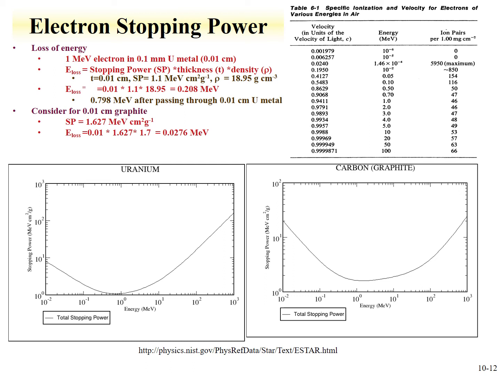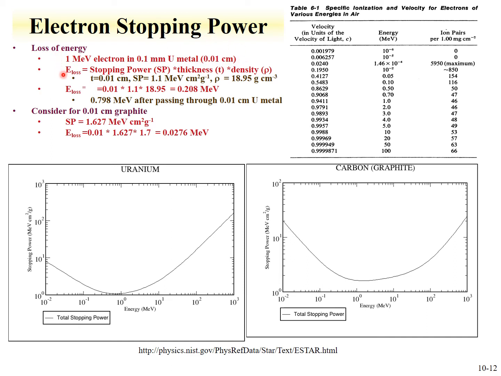Similar to what we performed with protons, we can also evaluate electron stopping in material using the E-star program, which is shown here. E-star is for electrons, as opposed to P-star for protons. Similar to what we did for the proton calculation, we'll look at an energy loss of an electron through some material. So let's get some data for a 1 MeV electron as it travels through 0.1 millimeter of uranium metal. So that thickness is 0.01 centimeters. Remember, we want everything in centimeters.